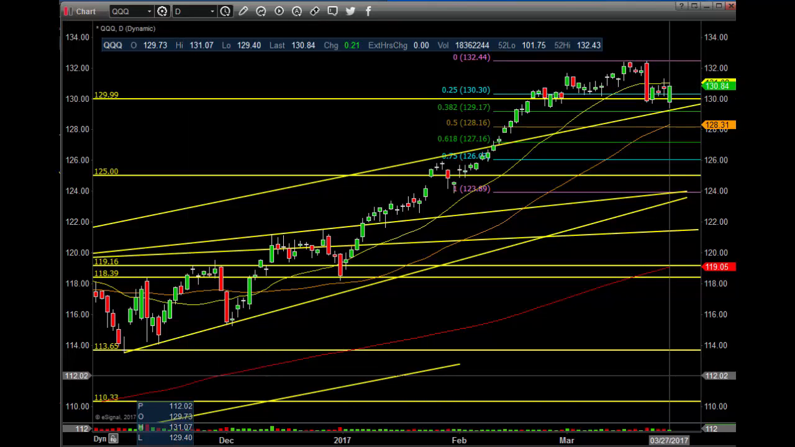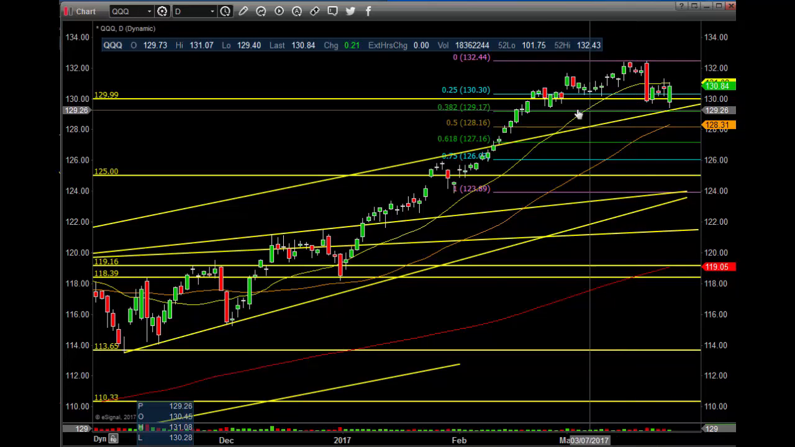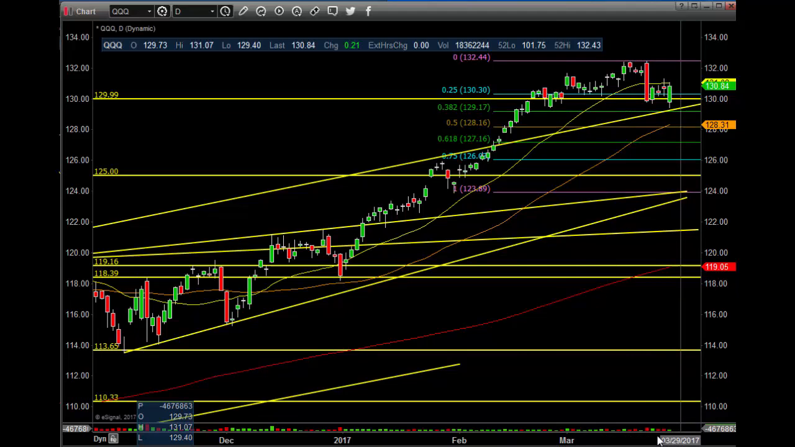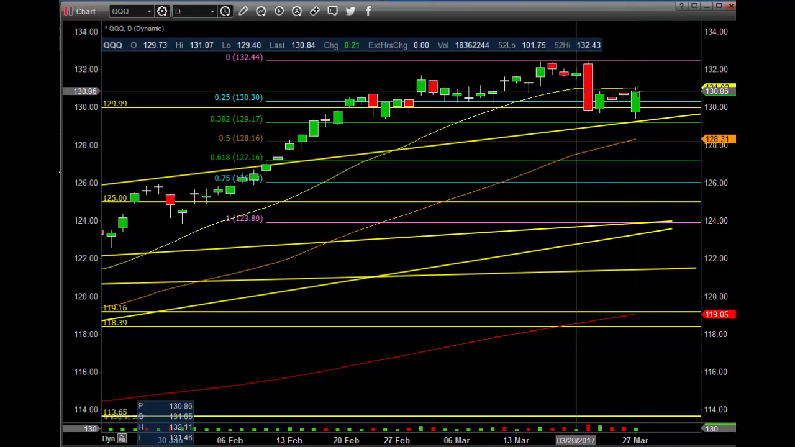So this one too, Q, same thing. This one looks a little better though. It did hold these pivots though. That's one thing you have to say about the Qs. Volume though, that's the other bad thing. Look at this. Nothing today. And they pushed it back up into the moving average. Now we have a great inside bar.